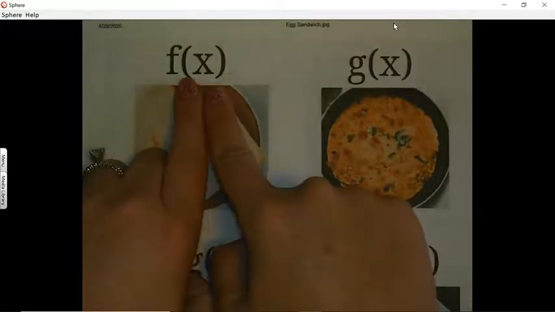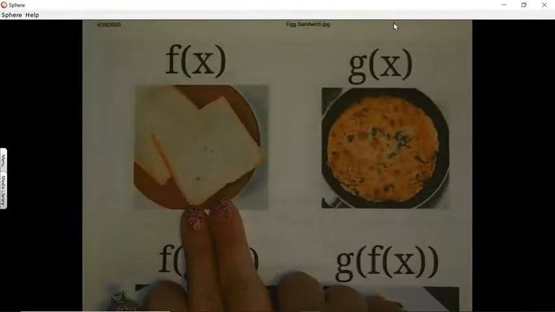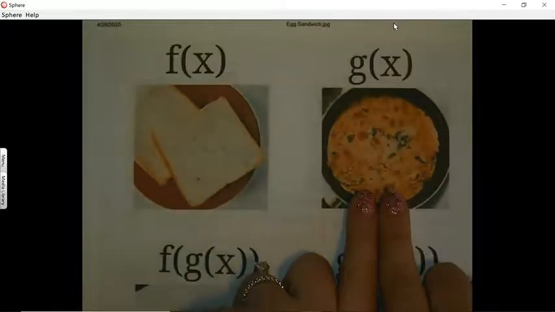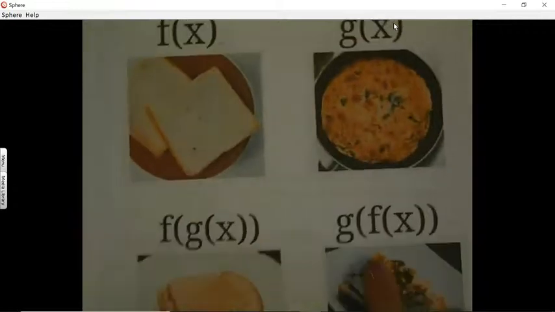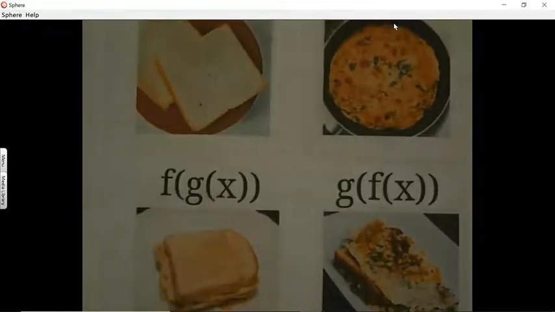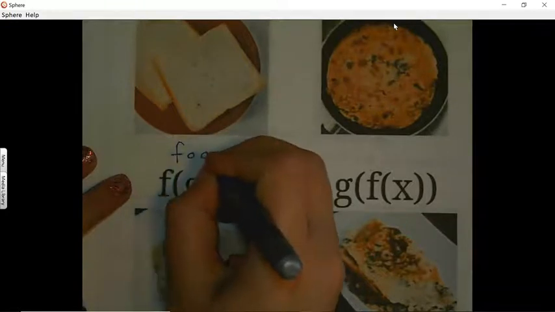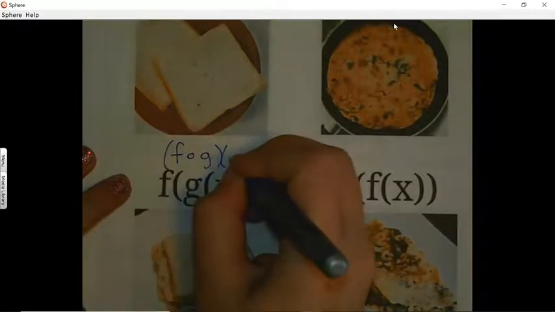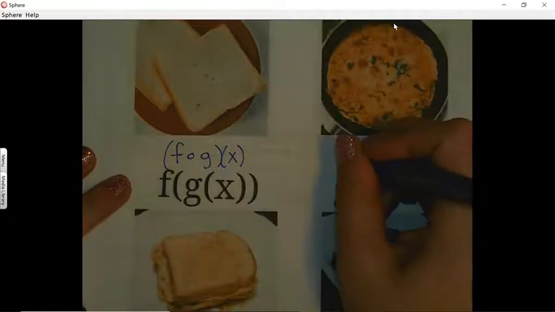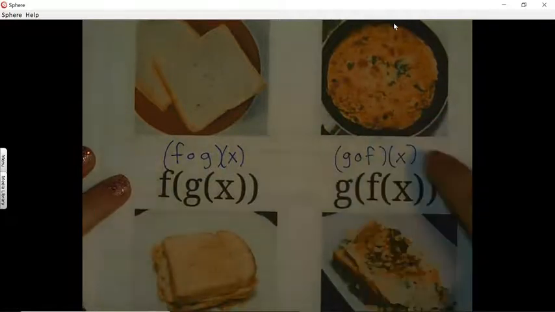So let's let f of x represent the slices of bread, and let's let g of x represent your egg omelet. Now these two mean function composition. It could also be written like this. Okay, that's how we wrote it in part 2. These mean the same thing. So these two are equivalent.